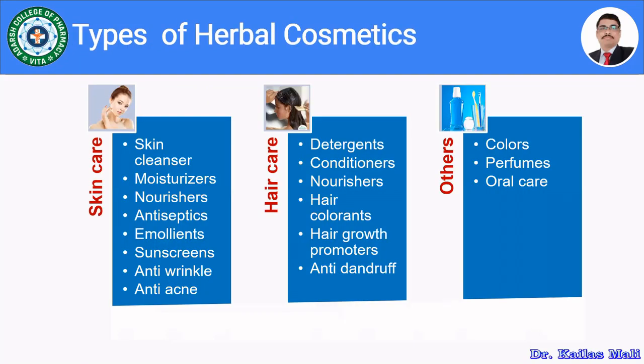Let us see the types of herbal cosmetics. How to classify the herbal cosmetics? Broadly, they are classified into three types. The very first type is known as the cosmetics for skin care. The second type is known as the cosmetics for hair care. And the third type is known as the cosmetics for oral hygiene, or it is said to be the others as per the slide.